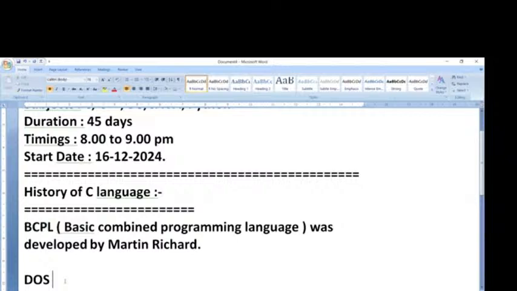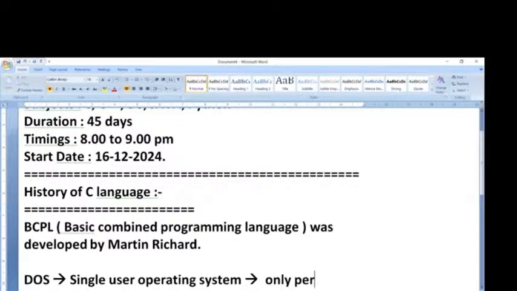DOS is actually called a single user operating system. What is the meaning of single user operating system, my dear friends? It can support only one person. Only one person can use this operating system at a time. Multiple persons cannot use it. Nowadays we have Windows operating systems, which can be used by multiple users at the same time. But at that time we had DOS only, a single user operating system.